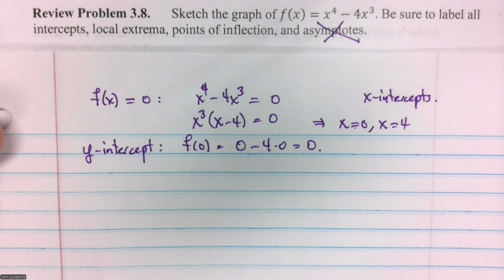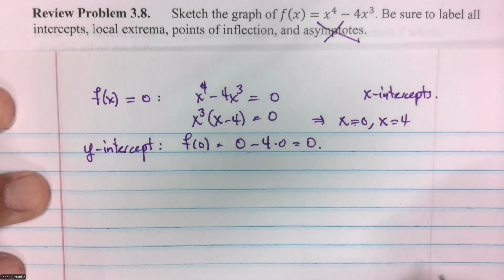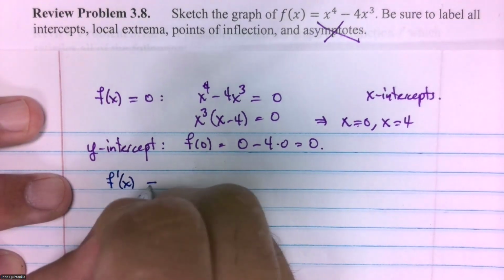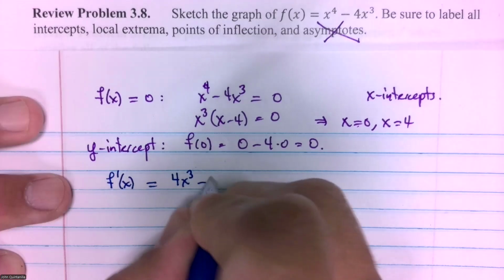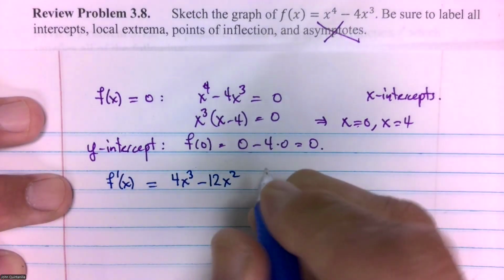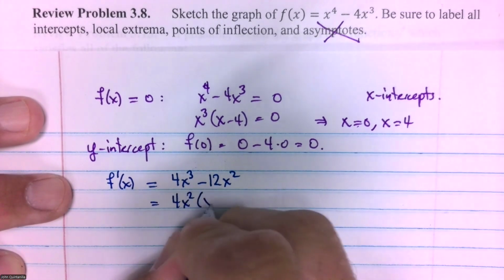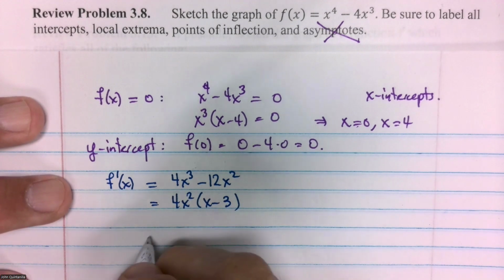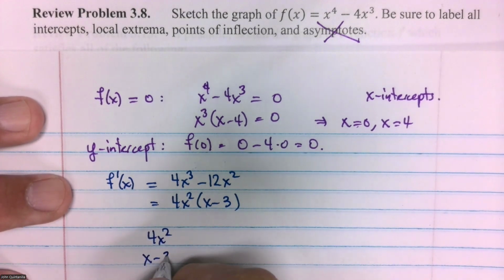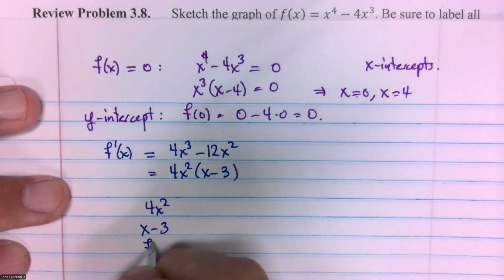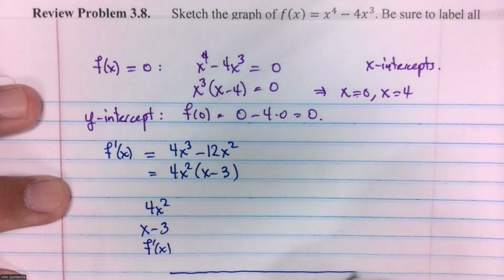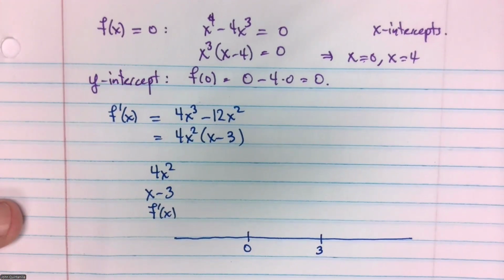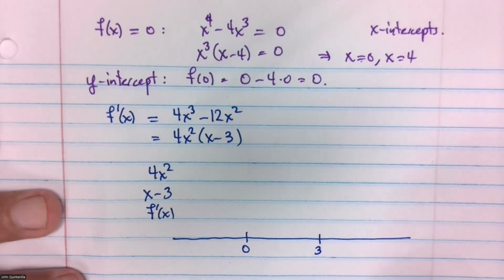Now we find the local extrema, places where the function is increasing and decreasing. To do that, we find the derivative, f prime of x. The derivative is 4x cubed minus 12x squared. And that factors as 4x squared times x minus 3. So the terms are 4x squared and x minus 3. Multiplying together, I get the derivative f prime of x. The points of interest are 0 and 3. This does not have to be drawn to scale, but I should put 0 to the left of 3.